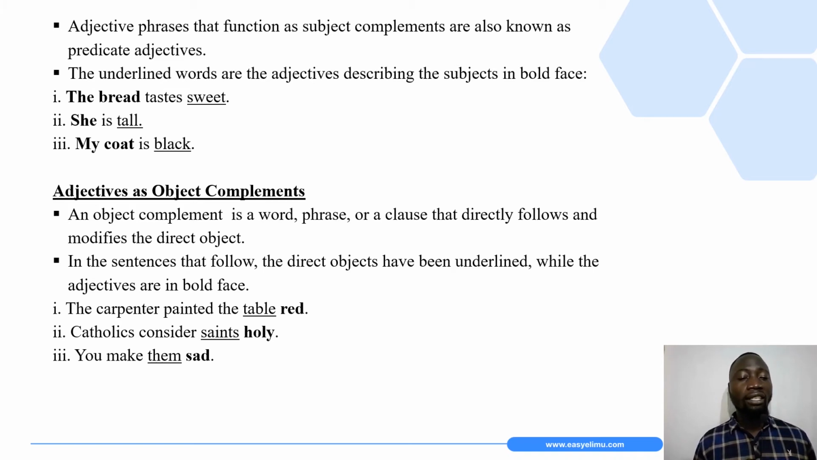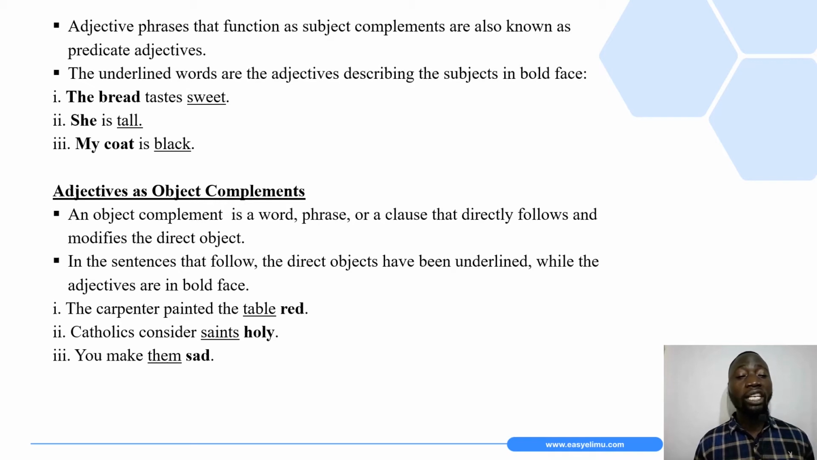If you keenly study the examples that we have below, you will realize that the underlined words are the adjectives describing the subjects that are in boldface. The first example is, "The bread tastes sweet." The second example, "She is tall." Then the third example, "My coat is black." So let us look at the third function of adjectives in sentences.